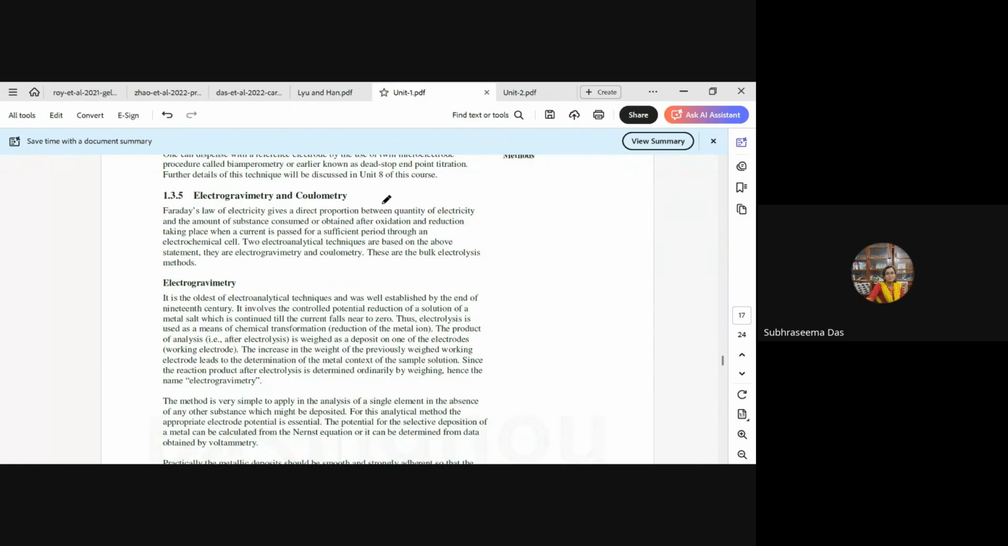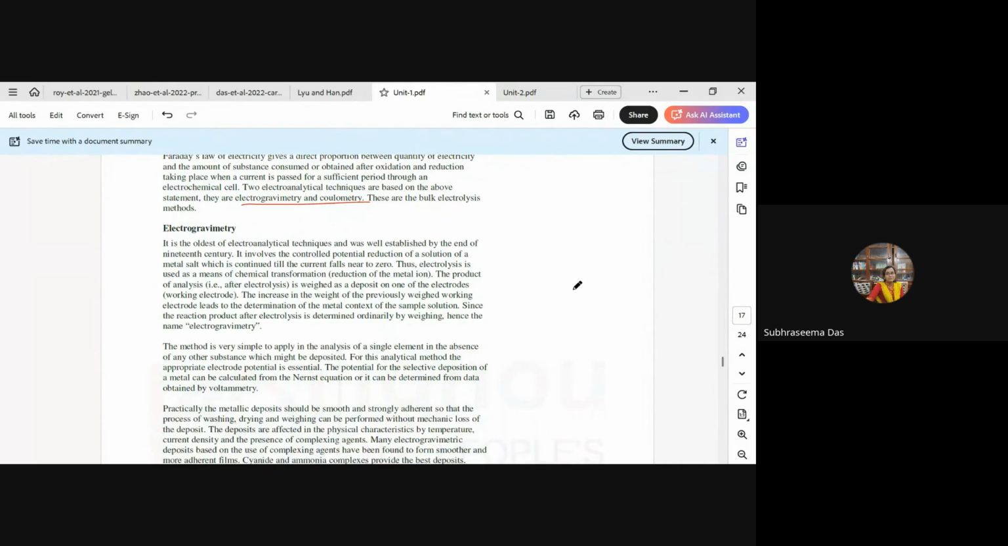Then coming to electrogravimetry and coulometry. These are further classes of electroanalytical techniques. So what is electrogravimetry? Faraday's laws of electrolysis give a direct proportion between the quantity of electricity and the amount of substance consumed or obtained by oxidation and reduction when a current is passed for a sufficient period through an electrochemical cell. Two electroanalytical techniques are based on this: one is electrogravimetry and the other is coulometry.